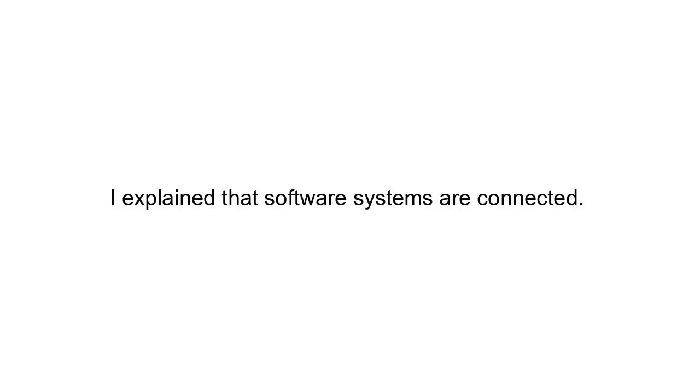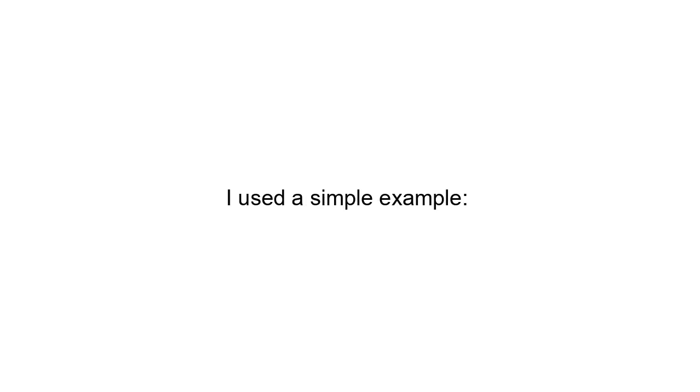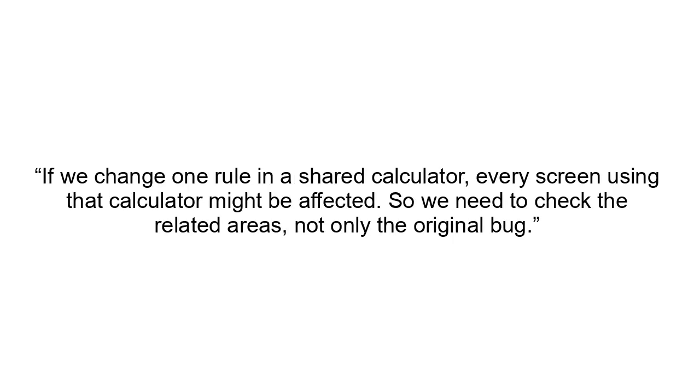Action. I explained that software systems are connected. A small change in shared logic can affect multiple features. I used a simple example. If we change one rule in a shared calculator, every screen using that calculator might be affected. So we need to check the related areas, not only the original bug.